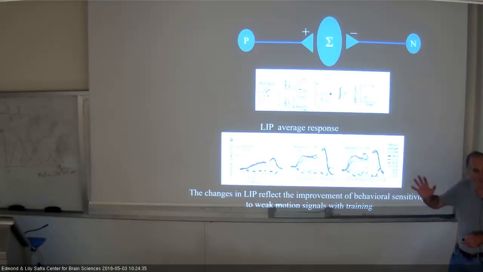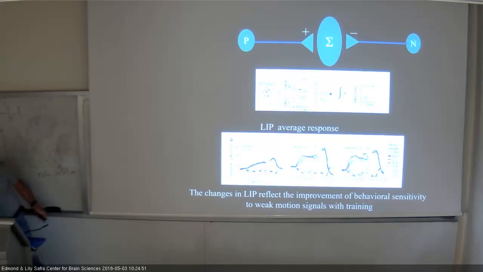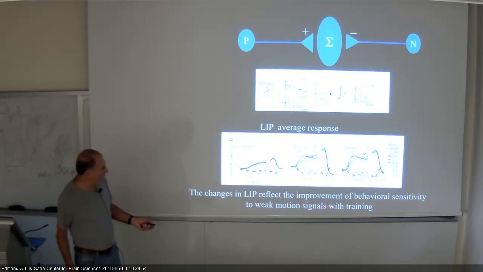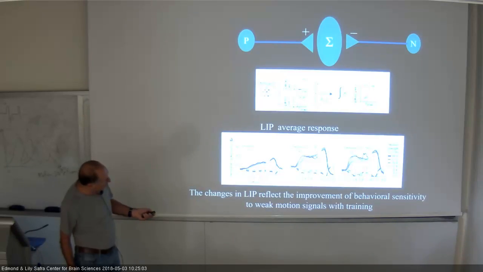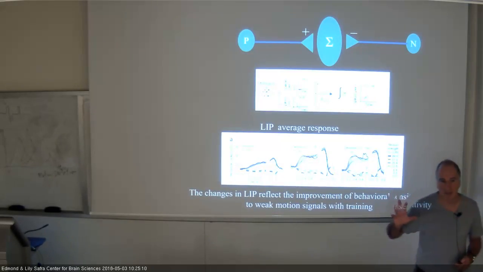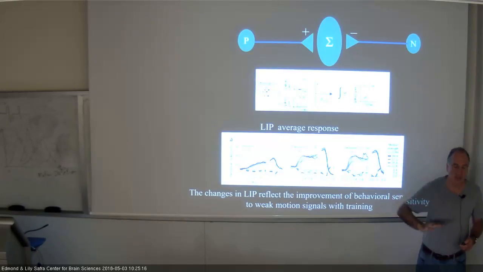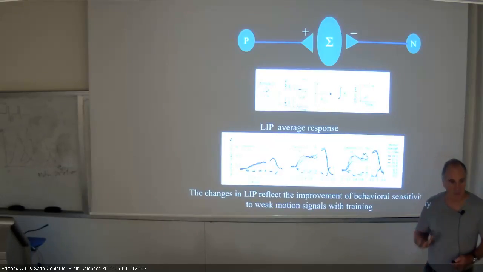And that is clear. So the MT cells have not changed their firing. What you're doing here is getting a better integration of the information. So the changes in LIP reflect the improvement of behavioral sensitivity to weak motion signals with training. Okay, so it's especially so with the weak motion signals that initially you hardly can tell them, and then they become much more clear with training. So the monkey now is able to discriminate between two motions in a preferred and null direction, upward versus downward, even at low coherence levels, which initially he was not able to do.